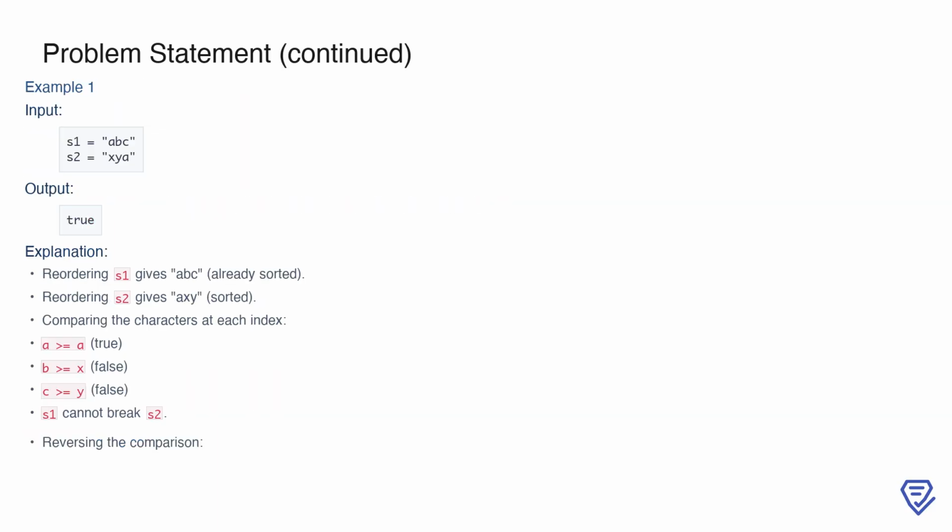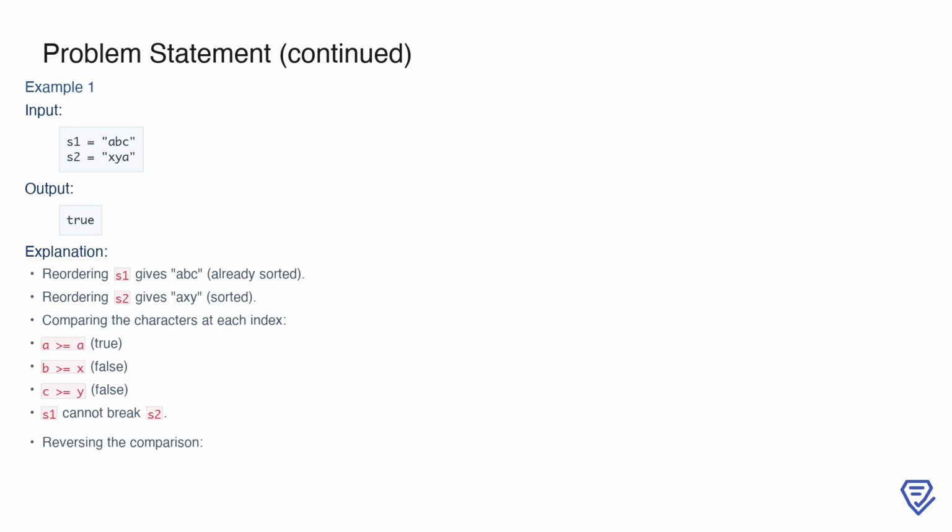Let's look at the first example. Here, S1 is ABC and S2 is XYA. First, we reorder the strings to sort their characters. S1 becomes ABC, which is already sorted, and S2 becomes AXY, which is also sorted. Now, we compare the characters at each index. At index 0, A is greater than or equal to A, so that's true. At index 1, B is not greater than or equal to X, so that's false. Similarly, at index 2, C is not greater than or equal to Y, so again, that's false. Based on this, S1 cannot break S2.